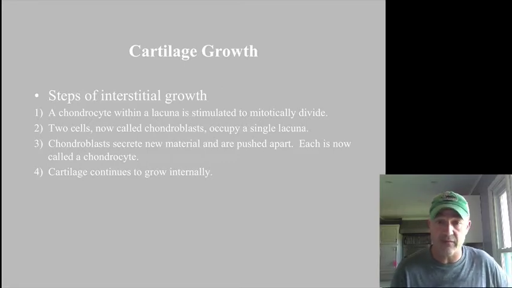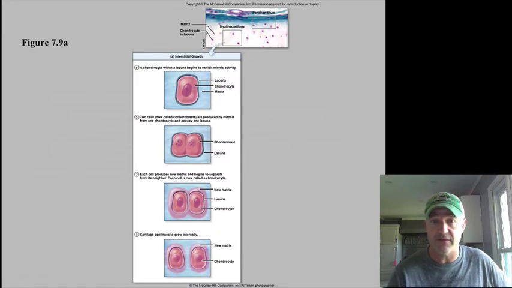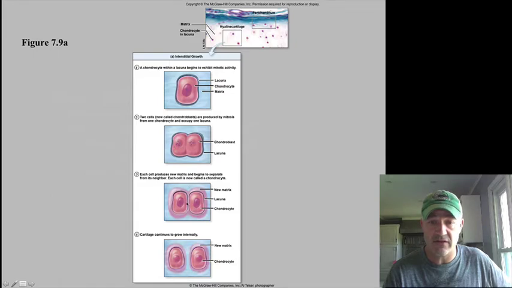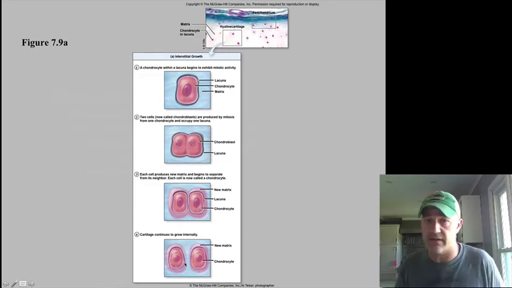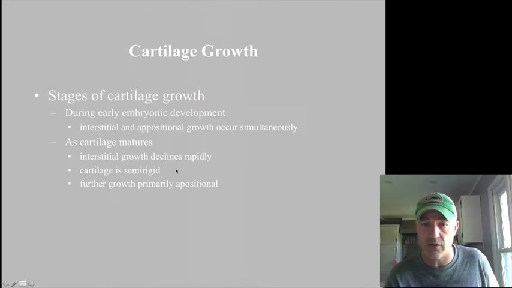Again, that's going to create more in between there. That is a type of that interstitial growth. So you can see here, single chondrocyte, it divides. Now you have two secreting matrix to separate themselves, and you get growth between them internally. That is that interstitial growth in kind of the inside of the cartilage.